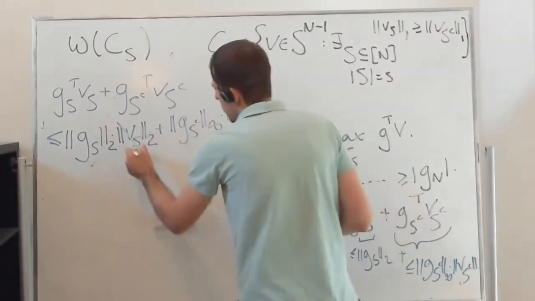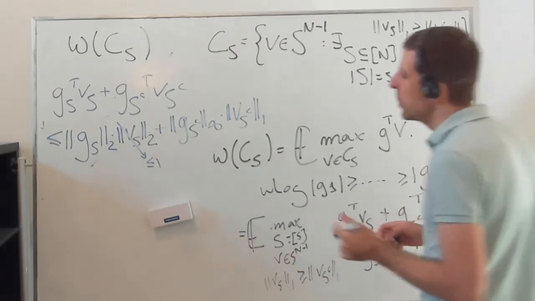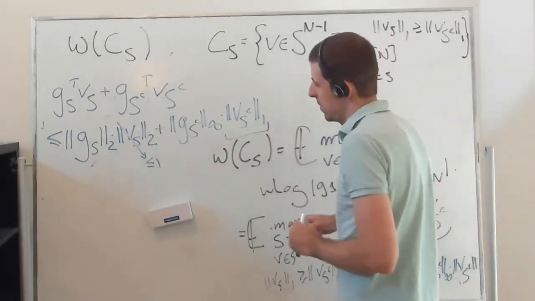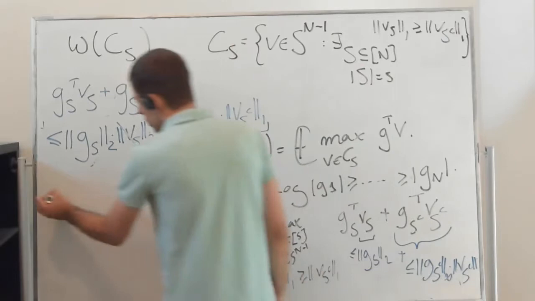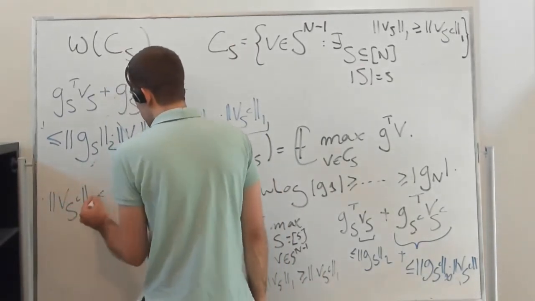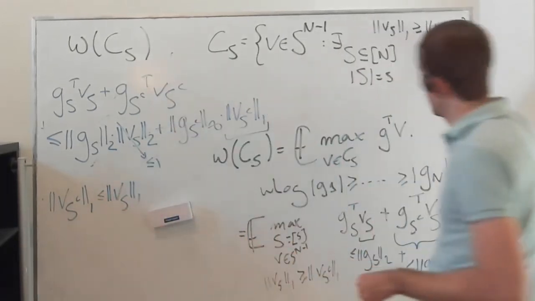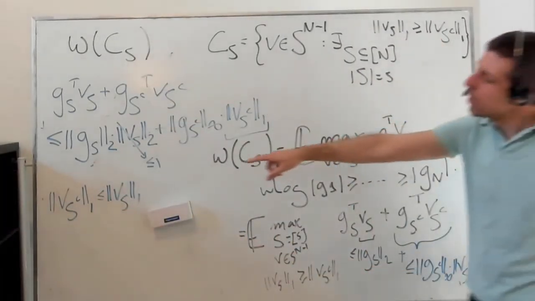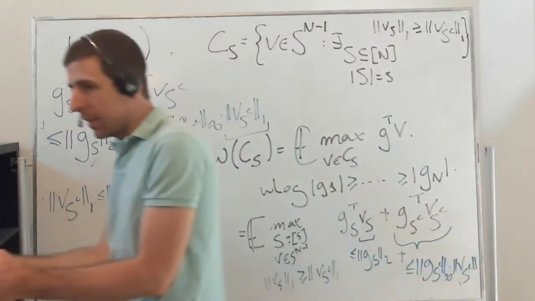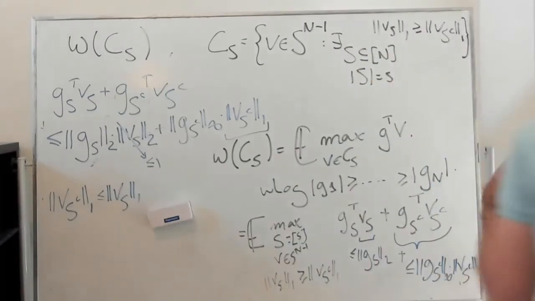Now, of course, this is smaller or equal than 1, right? But now the question is, how do we control this norm? All we know is that this norm is smaller or equal than the norm, by the property. But now, L1 norm can sometimes be much bigger than the L2 norm, but only if the vector is very large.